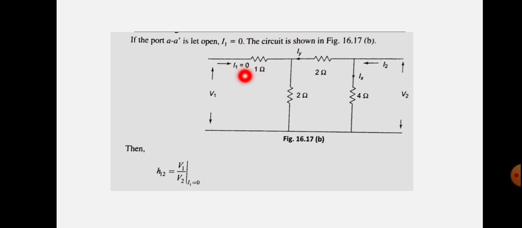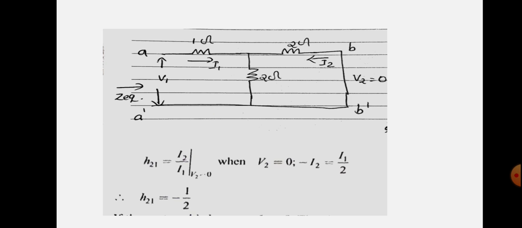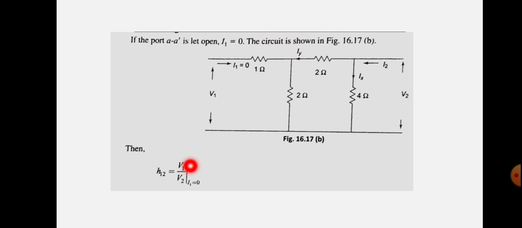When we are open circuiting that port, I1 will be equal to 0 and the rest of the circuit remains the same as given in the question. So V2 will be here, I2 will be here. So here first you are going to find out H12, then you will find H22. So we have the equation for H12 equal to V1 by V2. So we have to find out V1 equation and V2 equation. So let us look at this circuit.